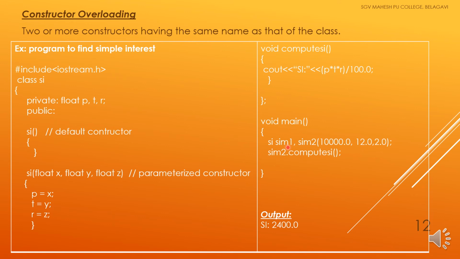I have created objects sim1 and sim2. In sim2 I am passing 3 values, 10,000, 12.0, 12.0. Then you call sim2.compute.si. You are passing the values here. When you pass these values, it goes here, stores the values of PTR, and calculates. Now this is constructor overloading because you are creating constructors of the same name but with a different number of arguments. You execute this program, calculate PTR divided by 100, and display the value of SI.